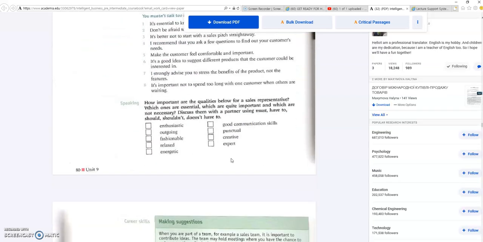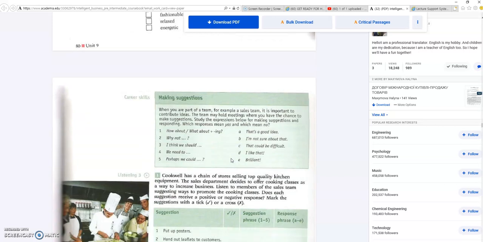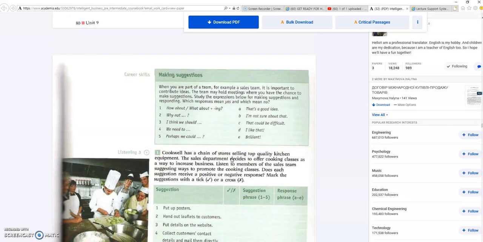All right. Now let's move on to the next page here, which is page 81, making suggestions. Oftentimes a team leader will make suggestions to their subordinates, to people that they help or give assistance to, and you can speak this way. For example, we have how about, what about, why not, I think we should, we need to, perhaps we could, that's a good idea, I'm not sure about that.